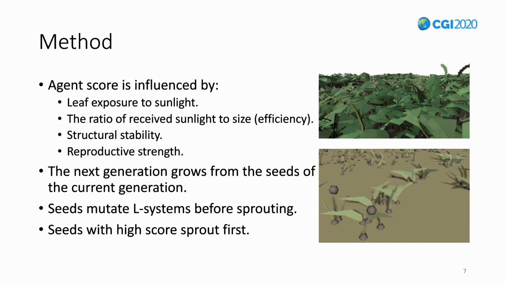When all seeds are dropped, they are ordered by the score value of their parents. Seeds with the biggest score sprout first. Because seeds can only sprout when the area around them is empty enough, the best plants will always sprout first and leave no space for the worst seeds to grow. The interplay between score and seed sprouting selects the next generation.